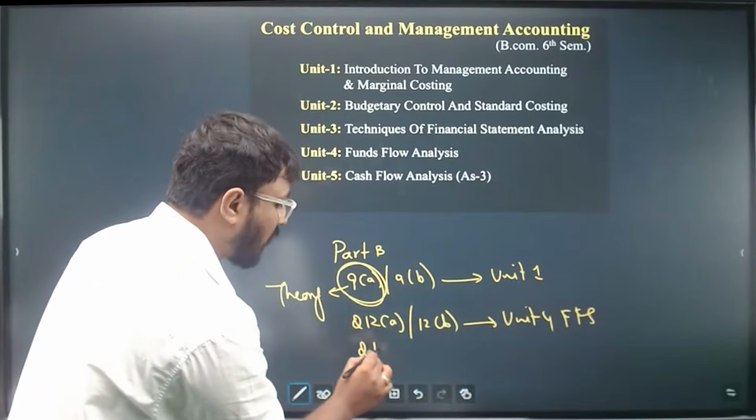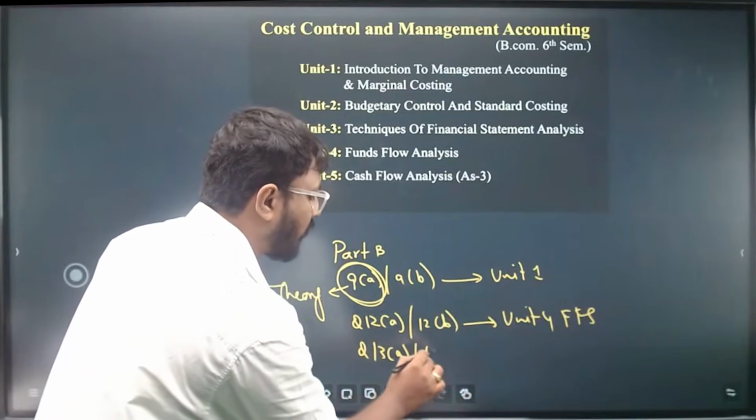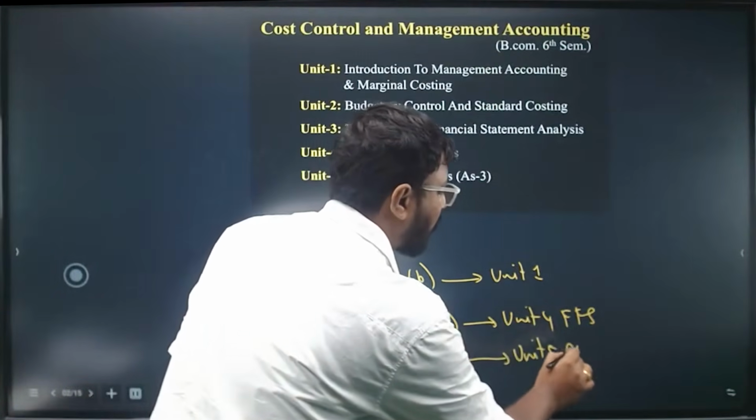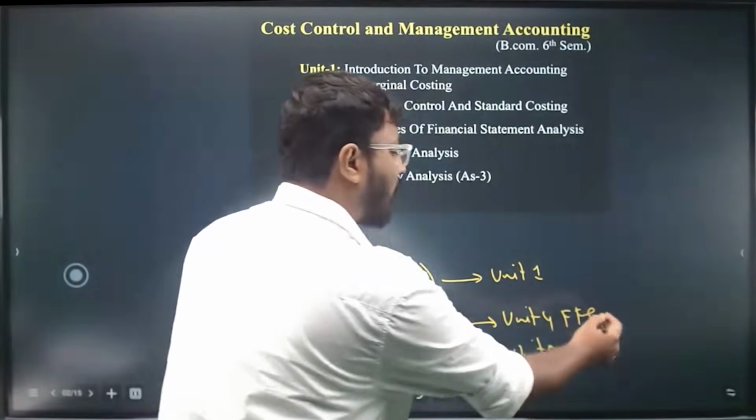question number 13A and 13B. So unit 5 is cash flow here. So these two are format based.